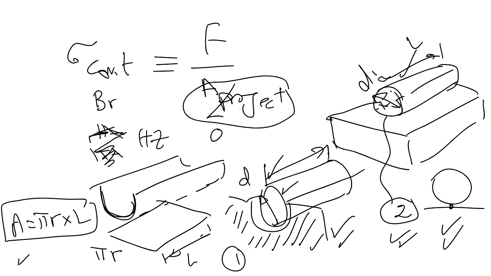So the first one will be a rectangle. This rectangle has a length equal to L, and has a width equal to what? 2r. 2r with diameter. You mean the diameter, right? Yes, the diameter. Okay, wonderful.